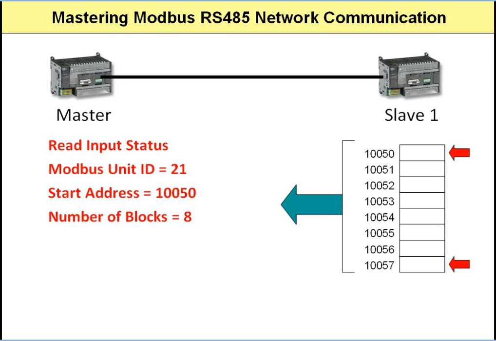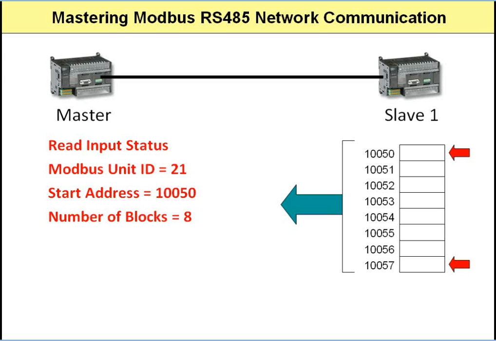The master would simply extract data from 10,050 and 10,057 and ignore the remaining data that it gets from 51 to 56. Now you would be able to tell that this method of data transfer is very wasteful because the master gets data that it really is not interested in. But you have to remember that the Modbus protocol is an old protocol, and at the time this method of reading data in consecutive blocks was just fine.